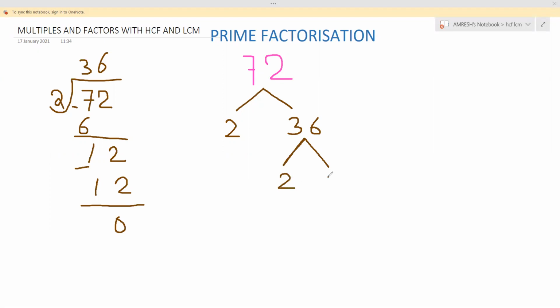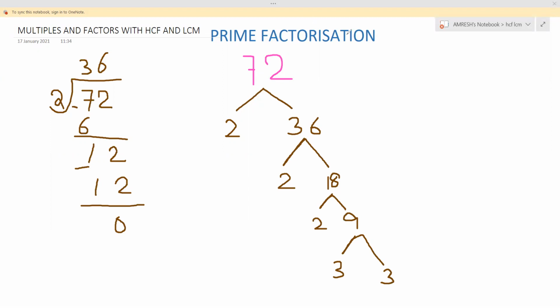You will practice as many sums, it will be totally revised. Now this 18 also 2 and 9. And this 9 also you will add 3 and 3. Over. Prime factors came, when prime factors come, it is over. Stop. There will be a stop.